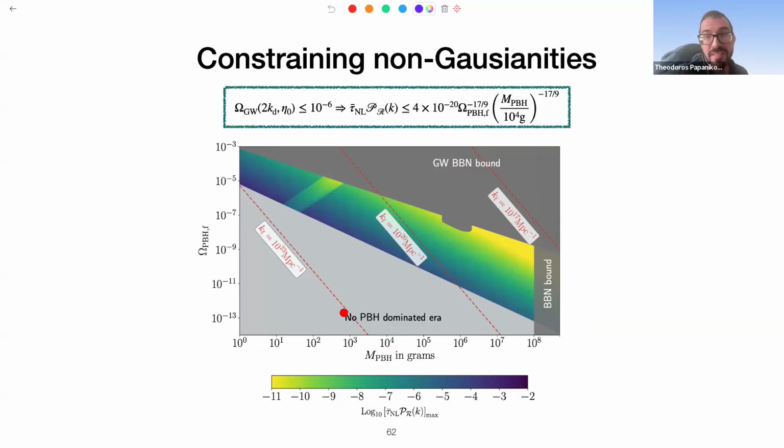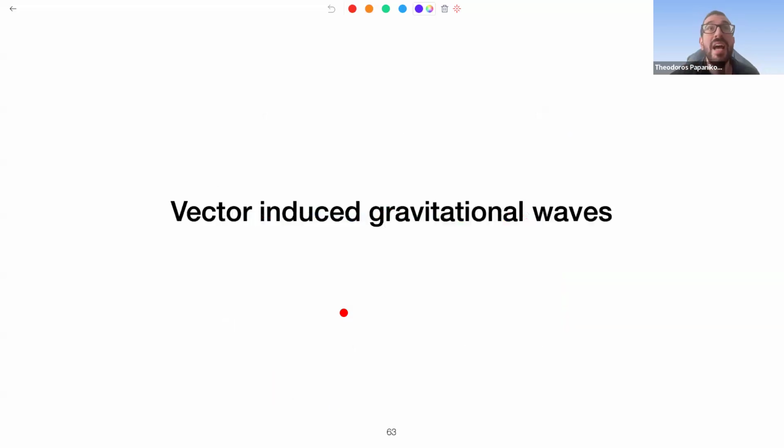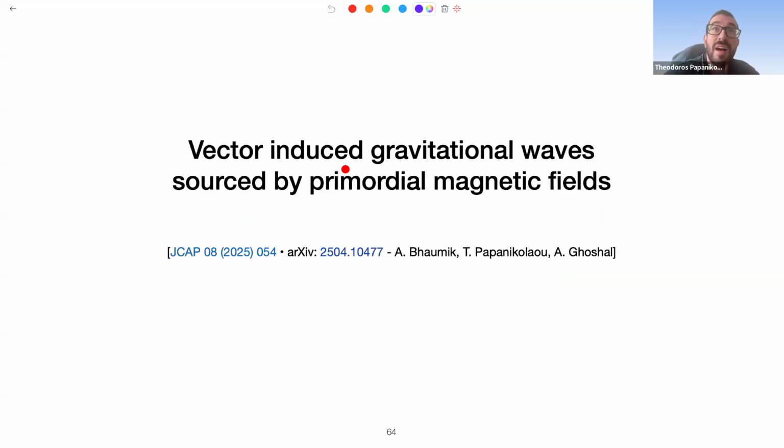So having said that, up to now we studied scalar-induced gravitational waves, which are induced by PBH number density fluctuations, accounting as well for the effect of local-type non-Gaussianities on PBH clustering. So let us now move to another topic, which is related to induced gravitational waves, but now we will see gravitational waves induced by vector metric perturbations, not by the scalar ones we already discussed. So this is the case of gravitational waves induced by vector perturbations, which are sourced by primordial magnetic fields. And this is related to a recent paper of ours, which was released last April, which you can see here.